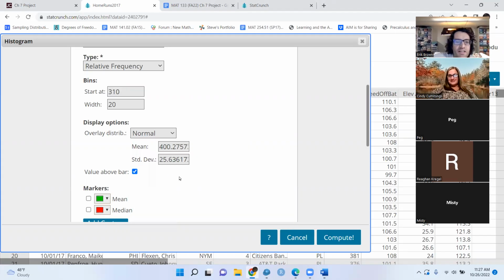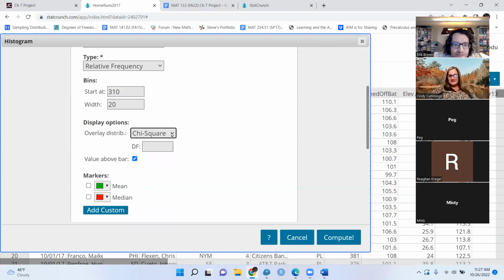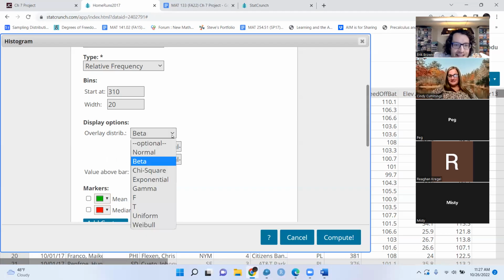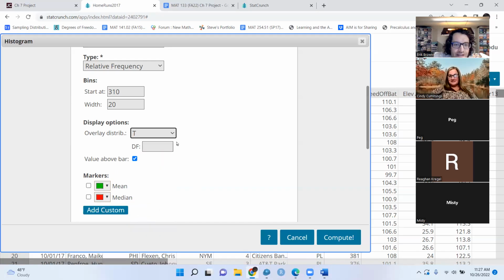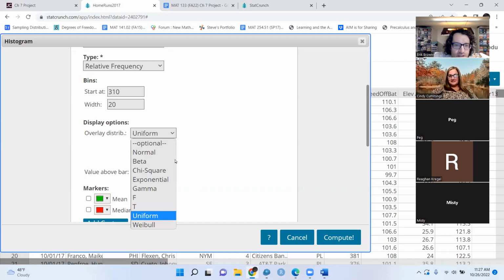Wait a minute, I'm just going to see what the chi-squared looks like. Oh, I don't know the degrees of freedom, so I'm not going to do that. What about the beta? Yeah, we can't do it. Gamma, that's a good one. Oh, these are fun. Uniform. It's not uniform.